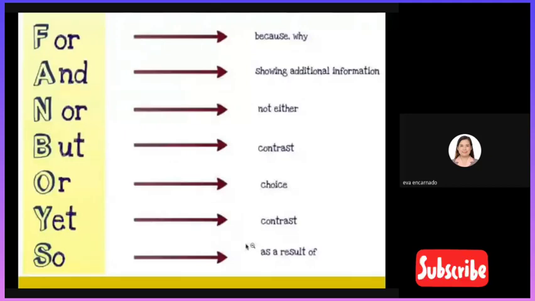Alright, next one is nor. Okay, nor, not either, meaning to say this word is used to connect two negative sentences or ideas. Sarah did not like math, nor did she like English. So hindi niya daw gusto ang math, hindi niya rin gusto ang English.